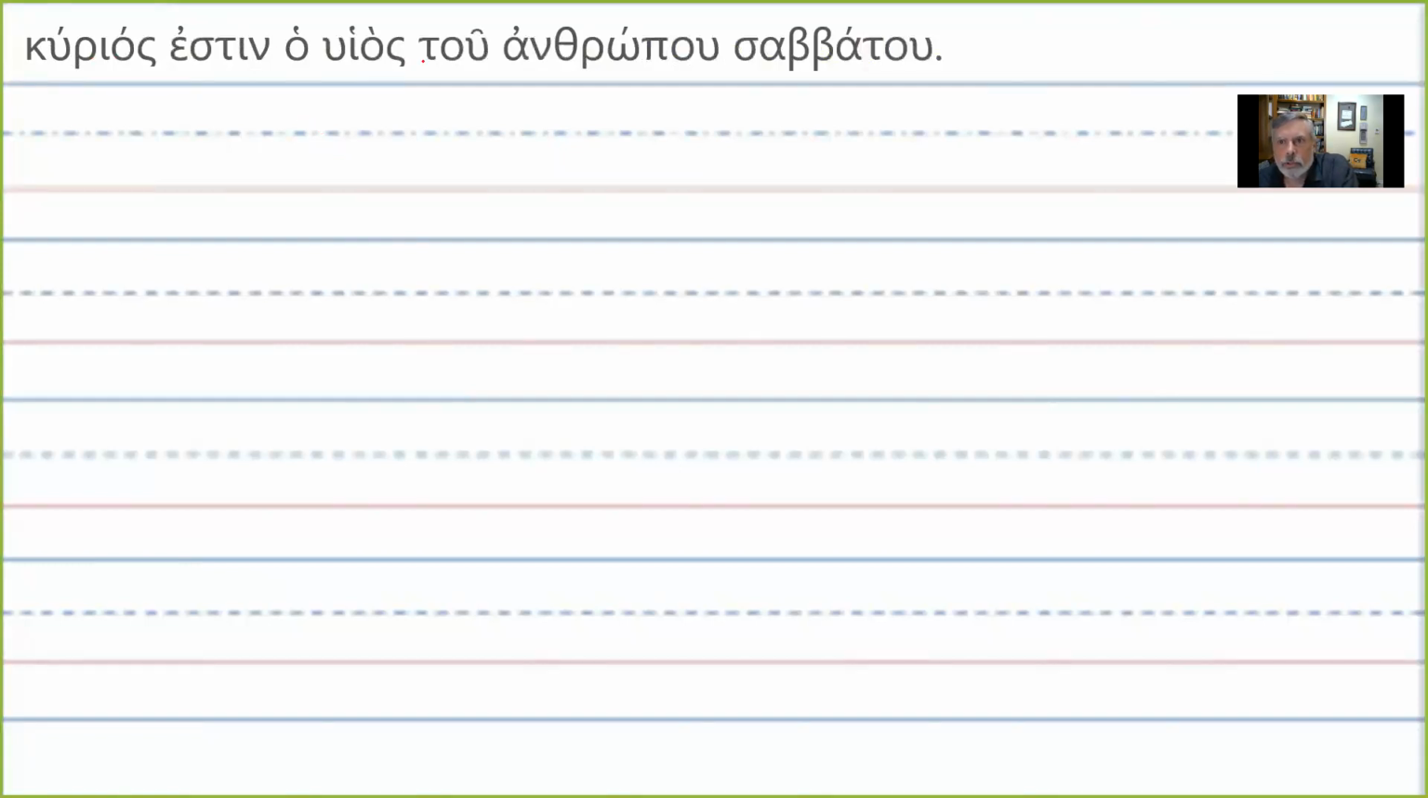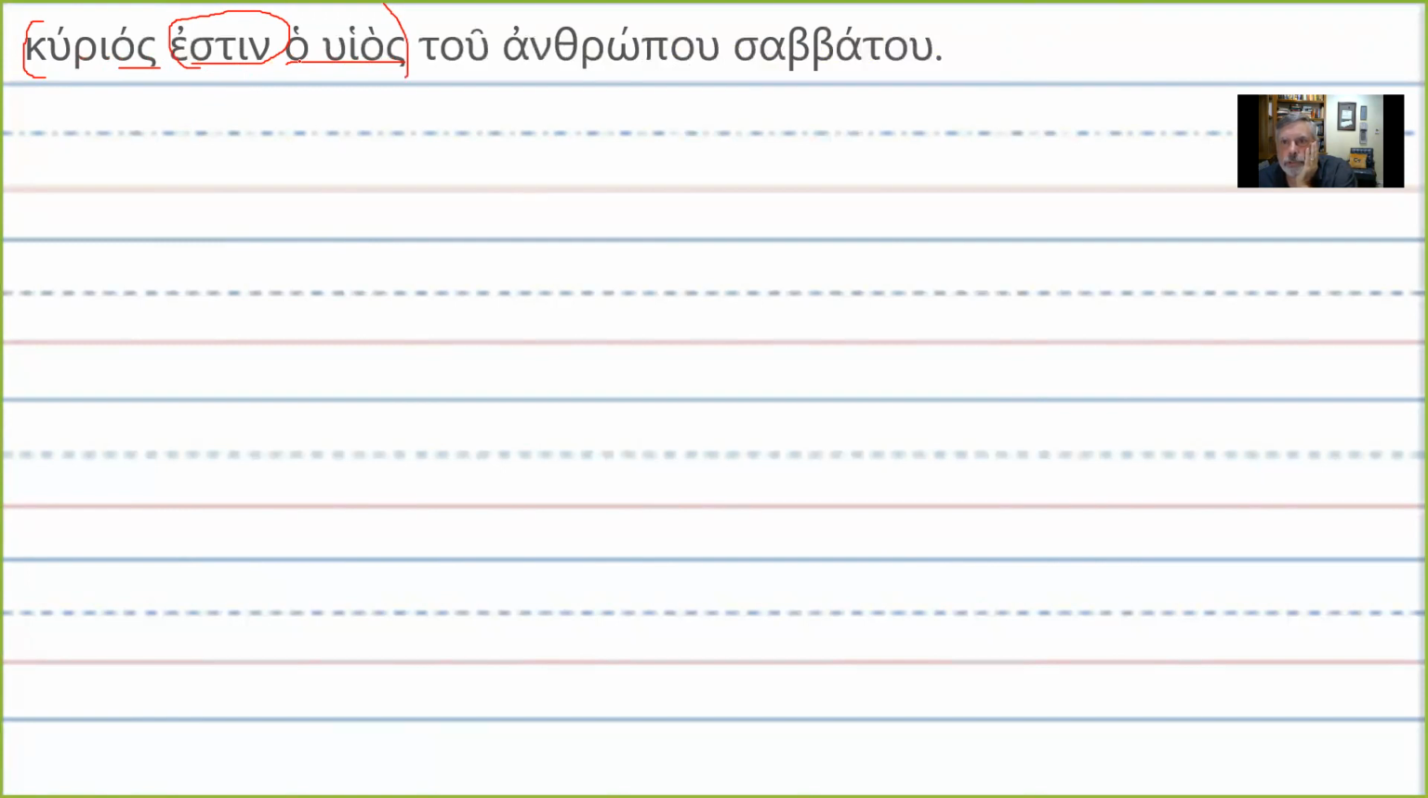Kurios estin ho huios tou anthropou tou sabbatou. Well, this is actually something we'll touch on tonight, a predicate nominative, where we have a nominative singular governed by or associated with an eimi verb. And so there are some rules associated with this. This is not going to be "the Lord is the Son of God," but it's going to be "the Son of God is the Lord."